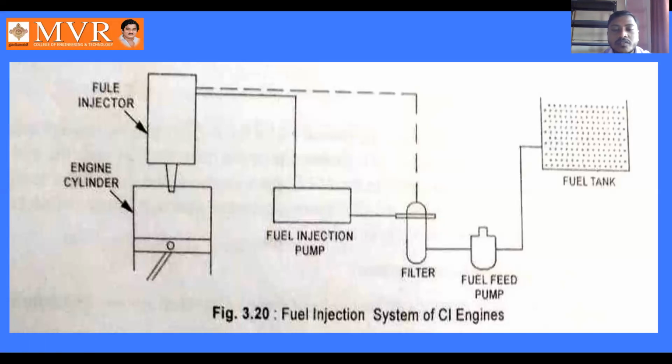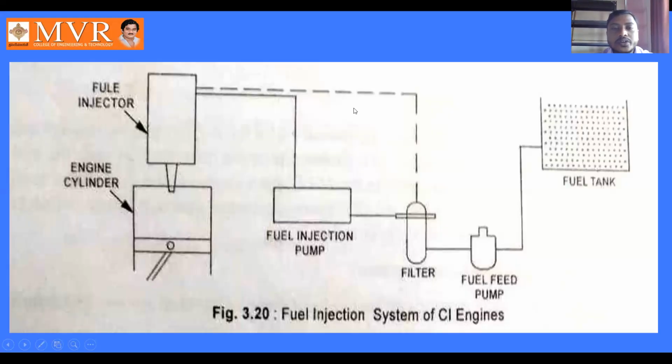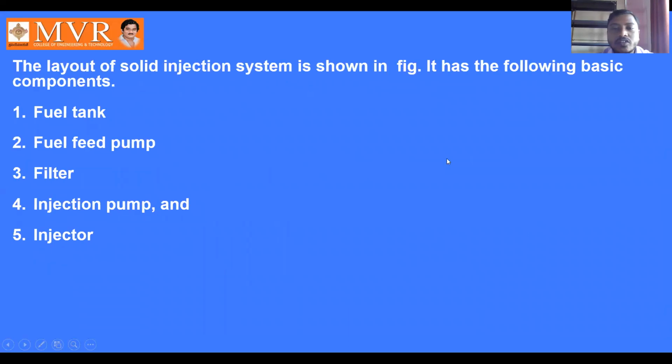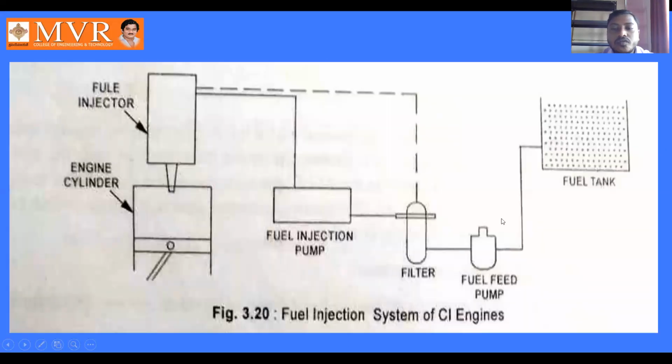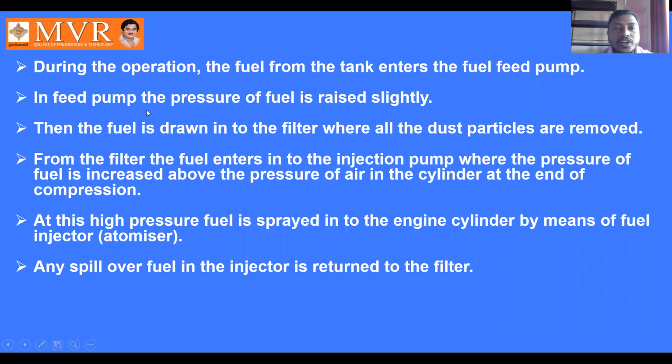This is about the fuel injection system of a CI engine, which we can observe here. On the operation, what I have shown you in the diagram, I am going to tell you point-wise. During the operation, the fuel from the fuel tank enters the fuel feed pump, which I have shown you here. In the feed pump the pressure of the fuel is raised slightly.